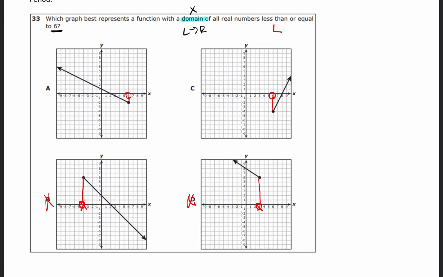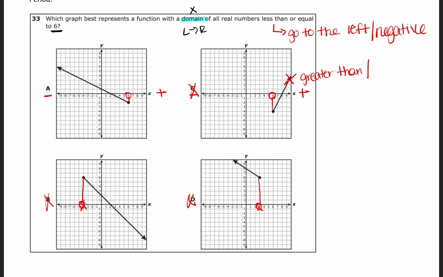When it's less than, because it's going left to right, that means it should go to the left, which is your negative. So this is my negative, this is my positive. This is my negative, this is my positive. A is pointing to the negative, C is pointing to your positive. So C is not correct because it's greater than, or another way to prove and disprove is it points to the positive. So that's why A is going to be my answer.